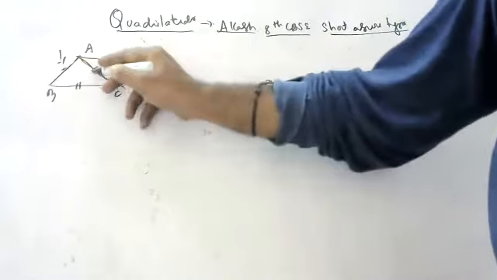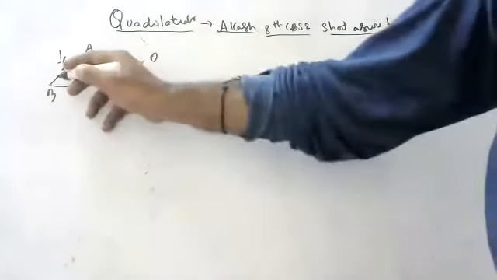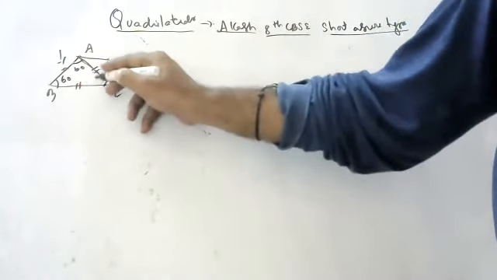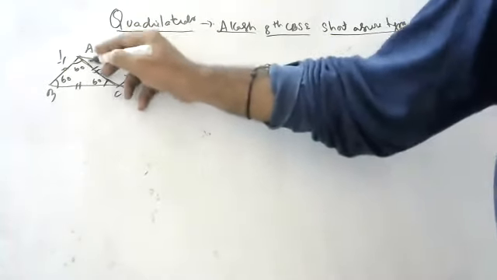If these three sides are equal, it is an equilateral triangle. In an equilateral triangle, each angle will be how much? 60 degrees. This is how much? 60 degrees. And this is also an equilateral triangle. This is how much? 60 degrees, 60 degrees, and 60 degrees.